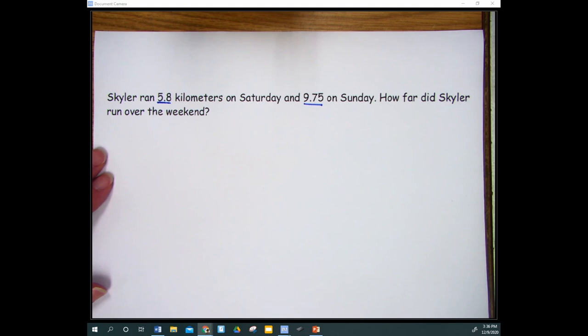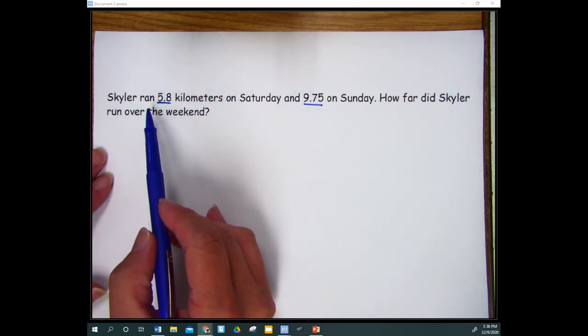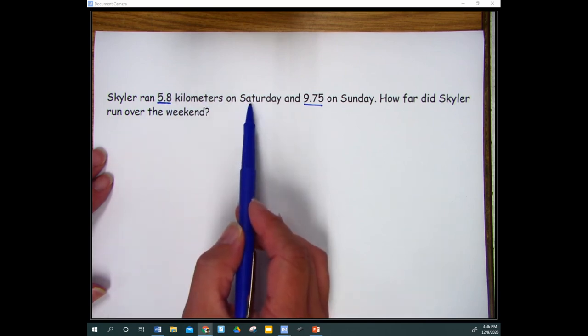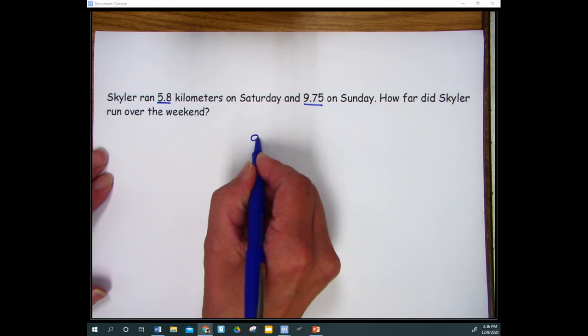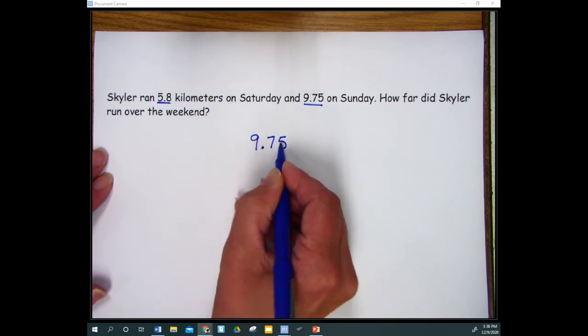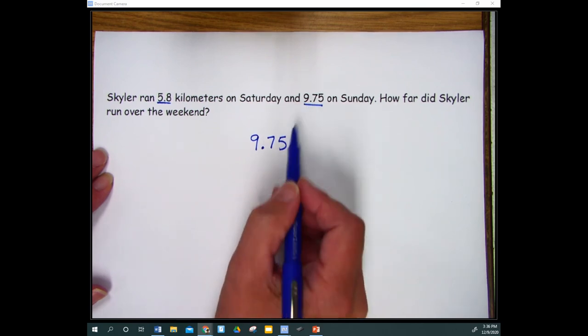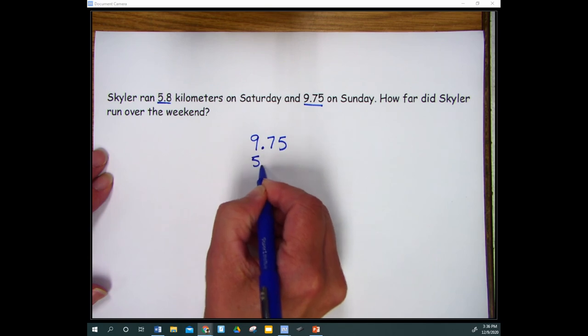Okay, to find this, we are actually combining those distances: the distance Skylar ran on Saturday and the distance Skylar ran on Sunday. So we are adding those. So we have 9 and 75 hundredths. It doesn't matter which of the addends you go with first. I just saw that and I put that down. Plus 5 and 8 tenths.